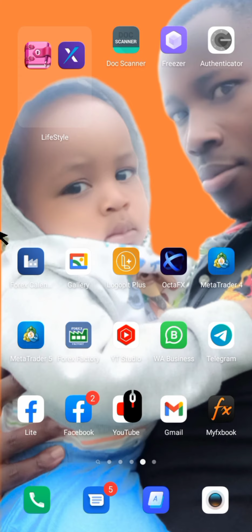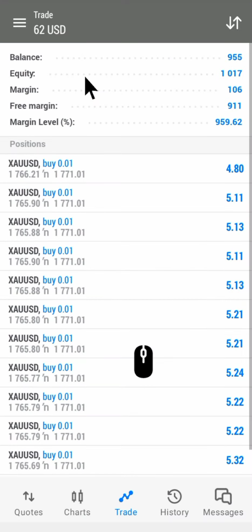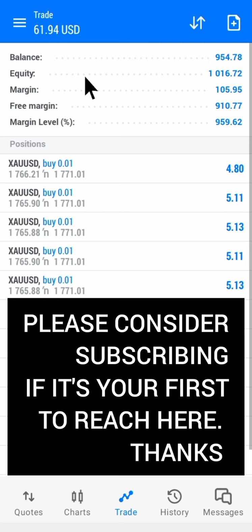Then I'll explain what we call double top and double bottom. So what we need to do is to look for our MT5. I prefer using MT5 because it has a lot of features which are not on MT4, so I prefer using MT5.